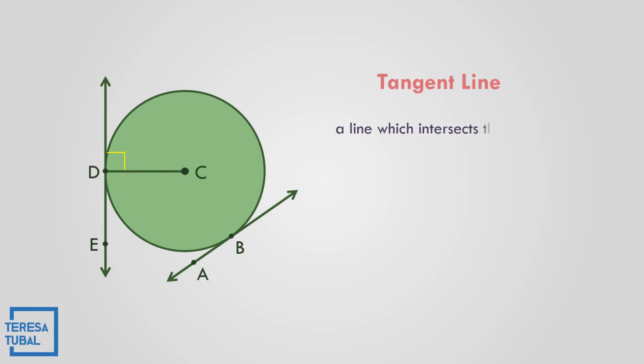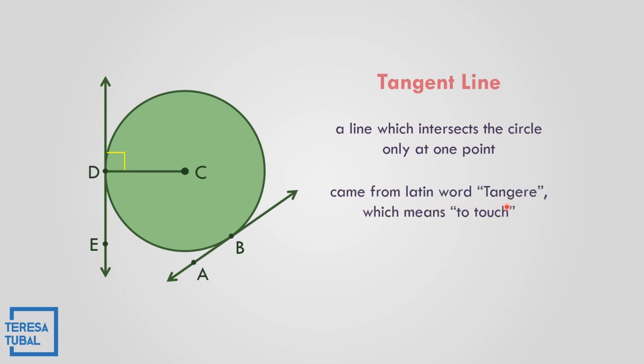What is a tangent line? It is a line which intersects the circle only at one point. It came from the Latin word tangere, which means to touch. As you can see in the figure, line FE and line AB are tangent to circle C because the line touches the circle only at one point.